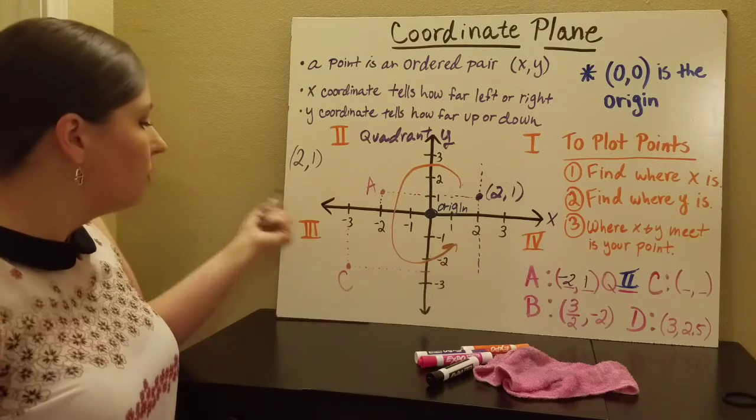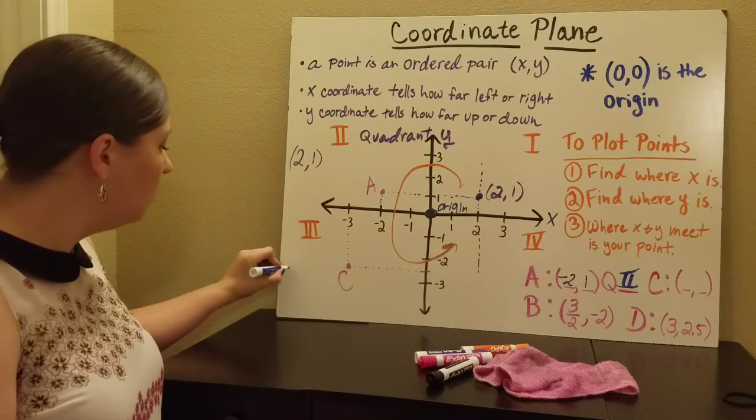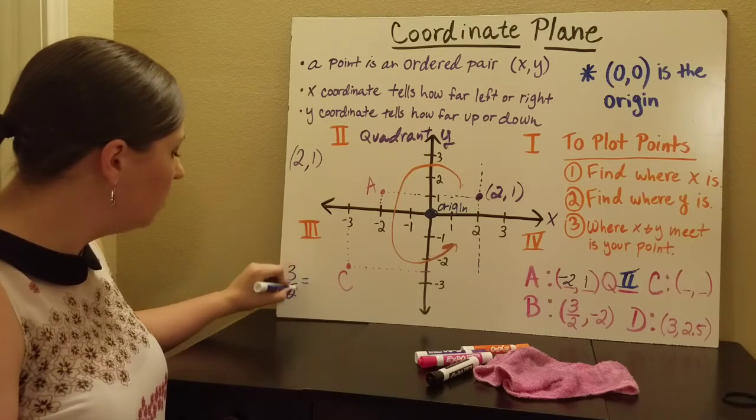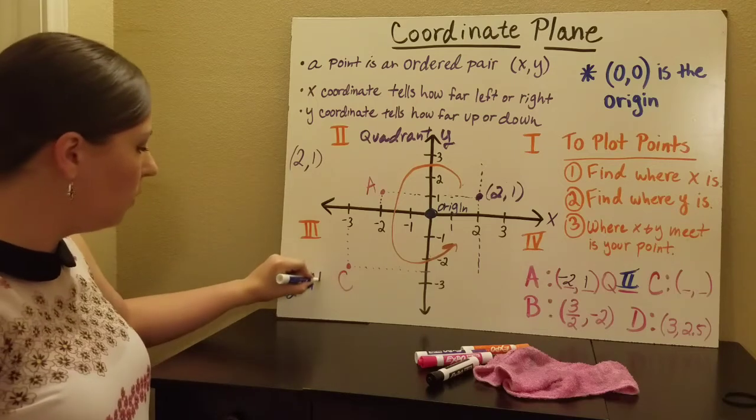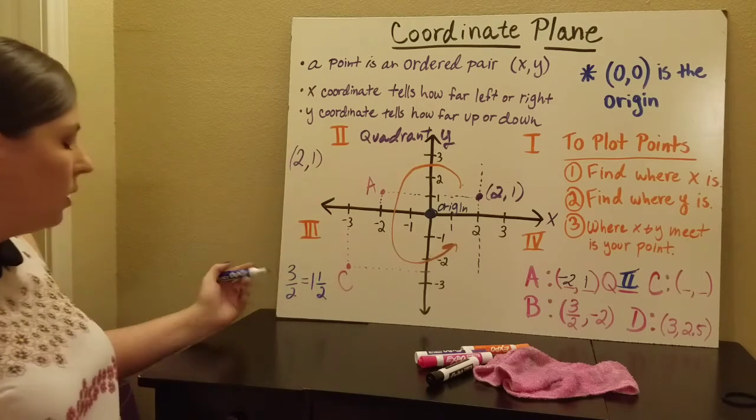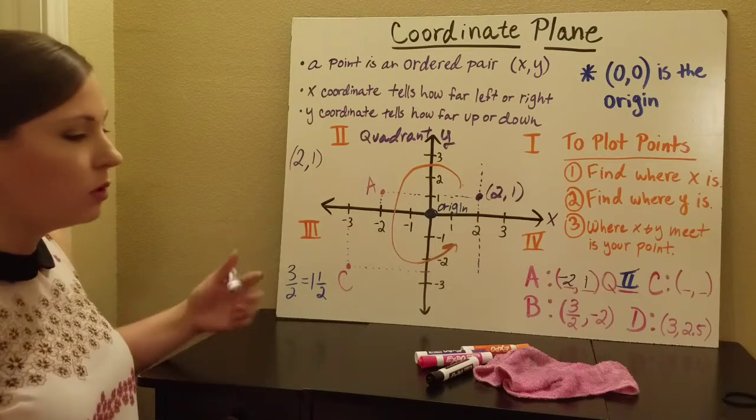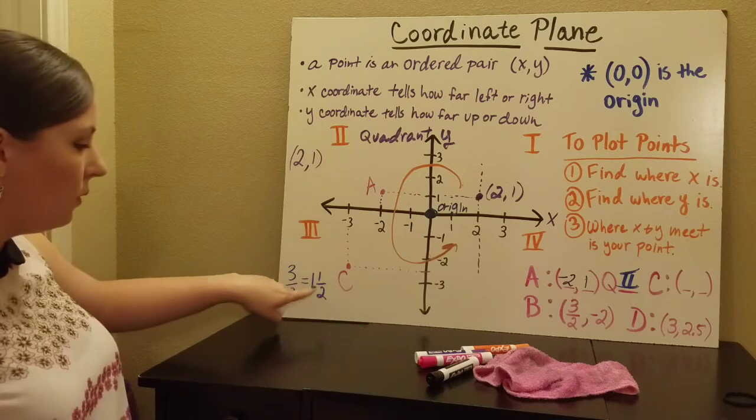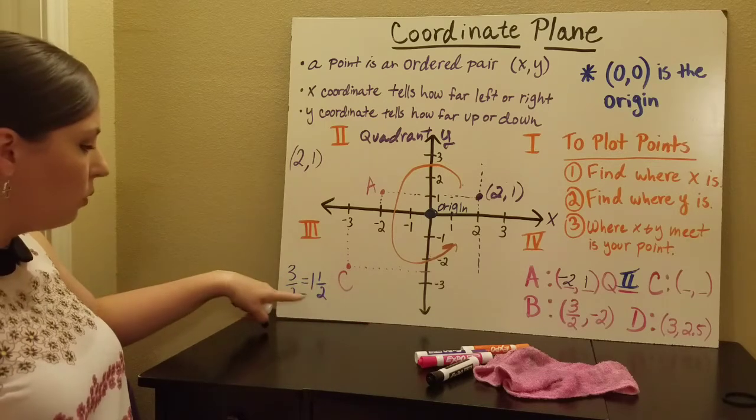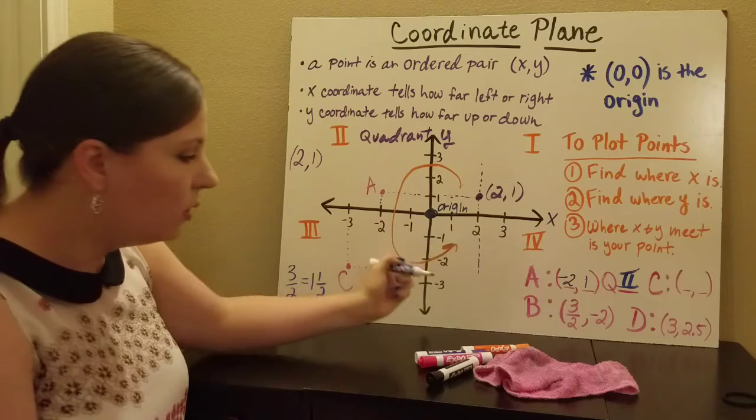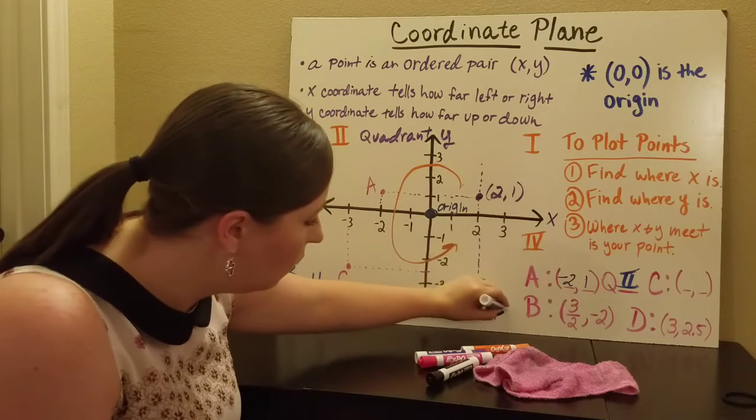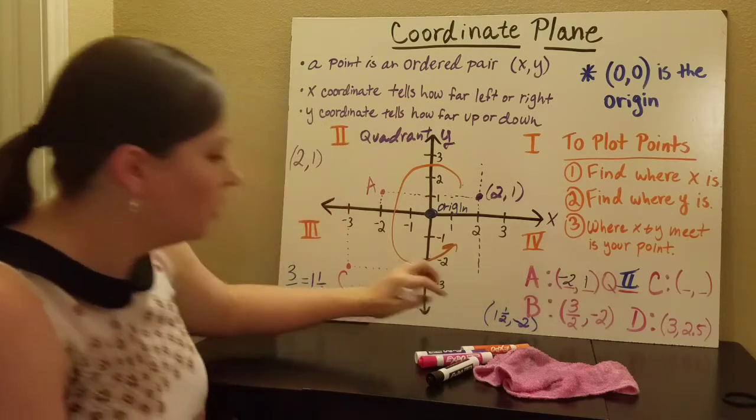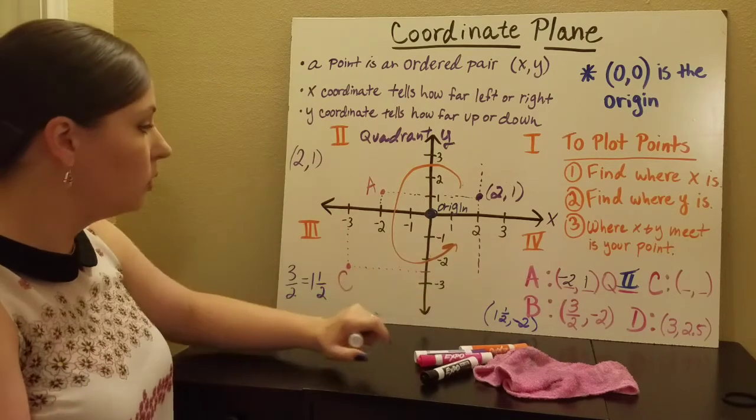So 3/2. I know that 3/2 is equal to 1 and 1/2. Because 3/2, that's 3 halves. 2 halves make 1 whole, so that's where the 1 is. And then we have 1 extra half left over, so that's the 1/2. So 3/2 is 1 1/2. So this is really at 1 and 1/2, -2. So I'm going to go find my x first.